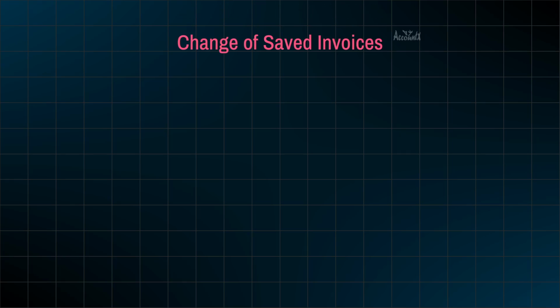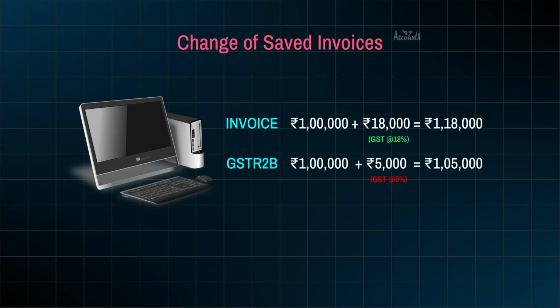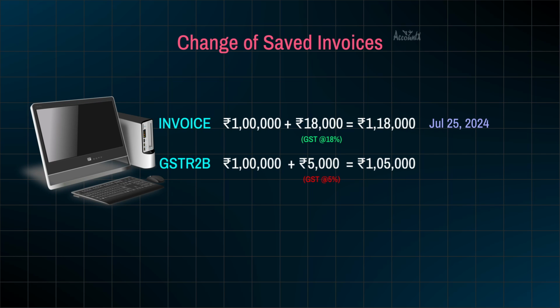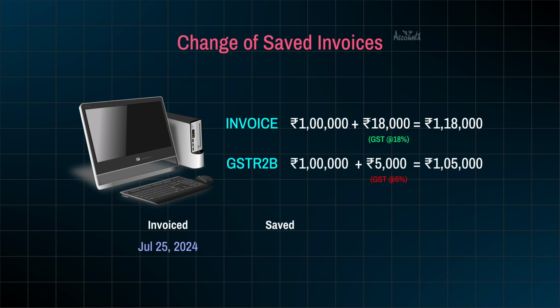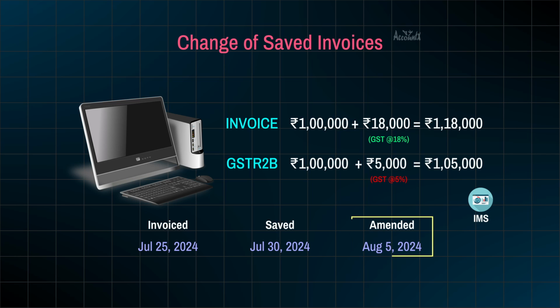To understand this better, let's continue with our earlier example. Date of invoice of this purchase is 25th July 2024. And the supplier has saved this information on say 30th July 2024. Later on, the supplier has amended this transaction with correct rate of GST say on 5th August 2024. So your IMS dashboard would reflect this amended transaction.